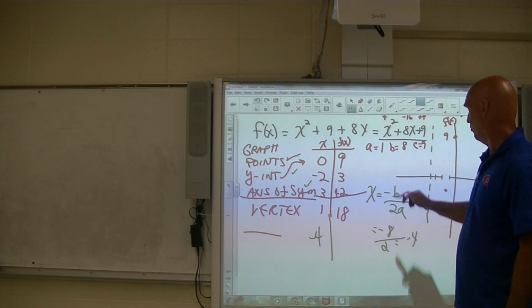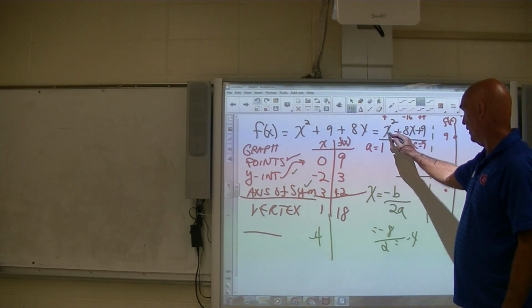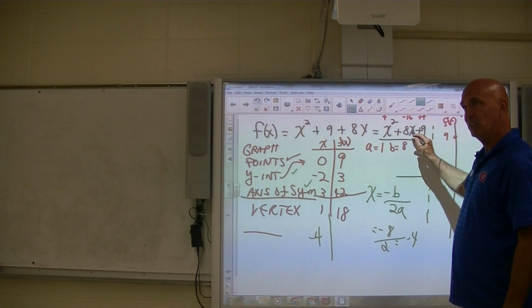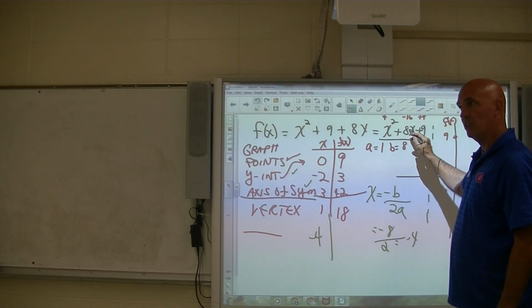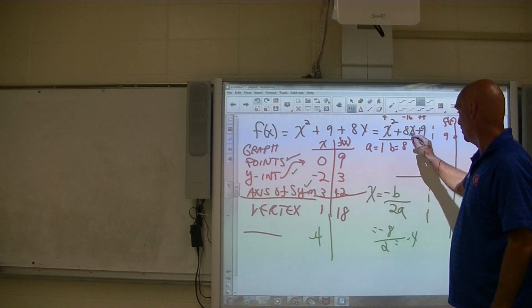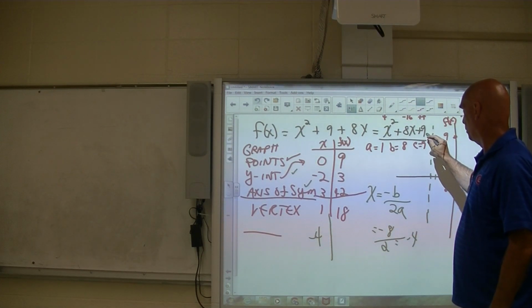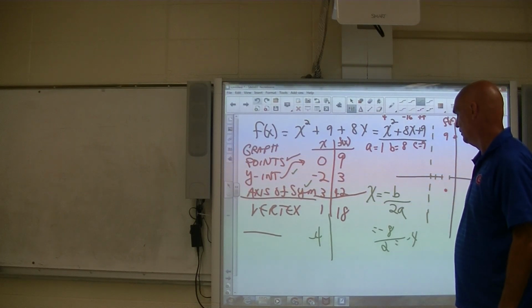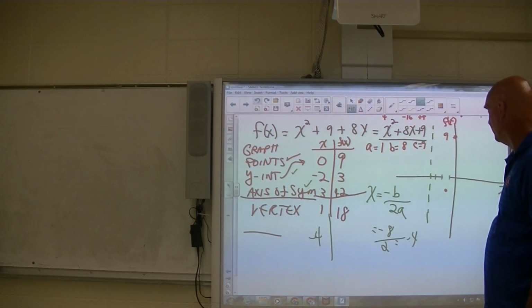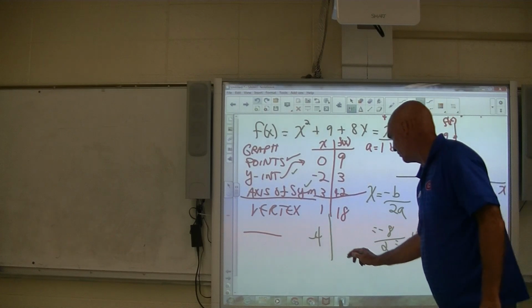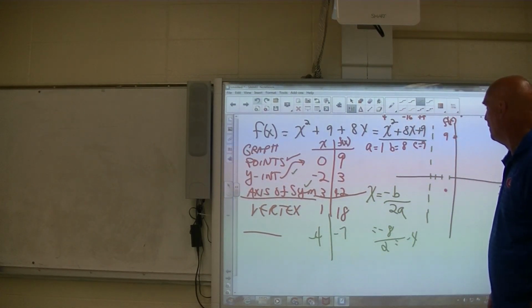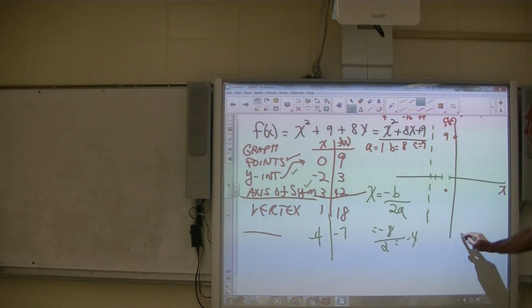Let x be -4. So -4 squared is 16. 16, -4 times 8 is -32. So 16 minus 32 is -16 plus 9. -16 plus 9, once again, is -7. I don't know, better write that down somewhere, right? So I get -4 squared plus 8 times -4 plus 9.